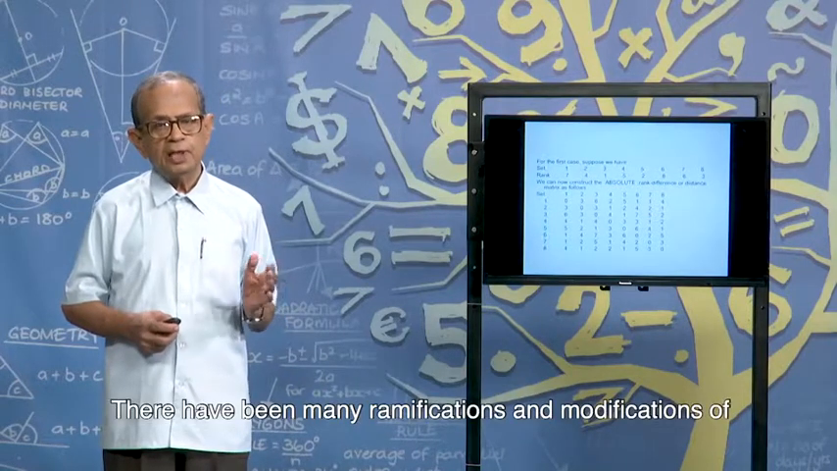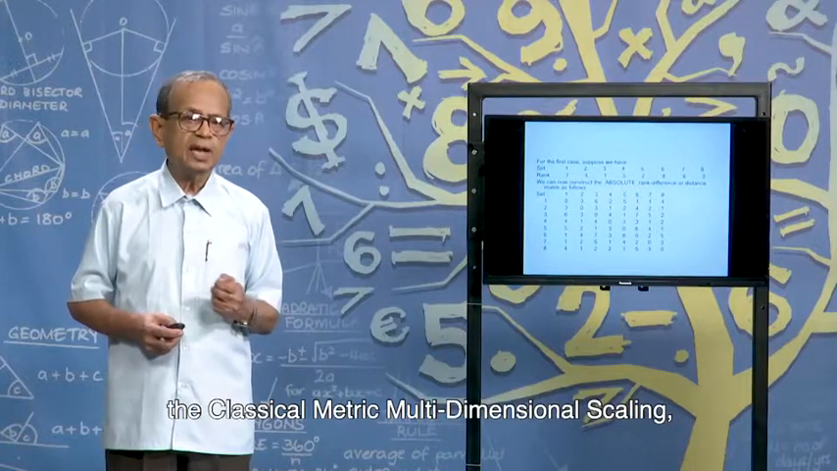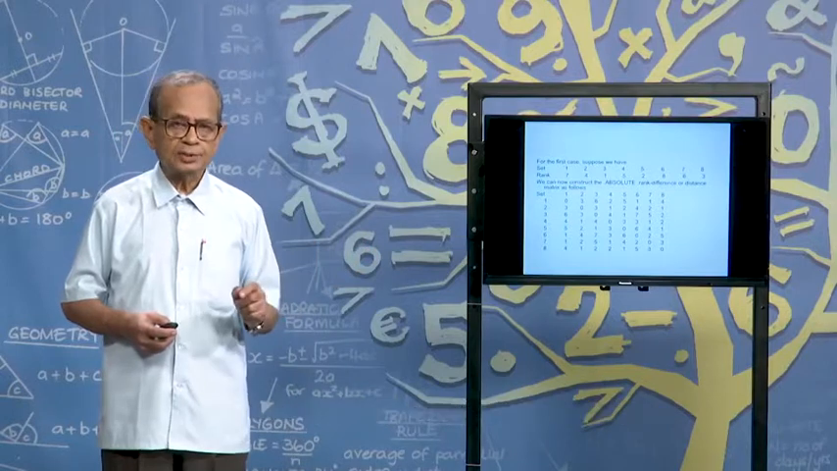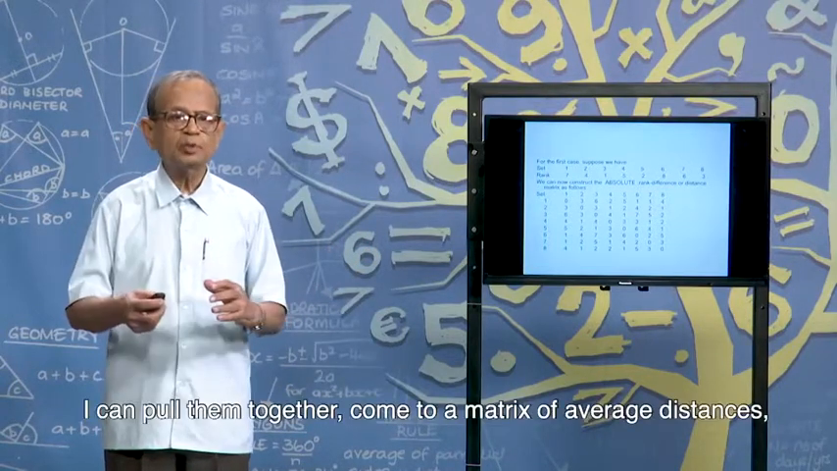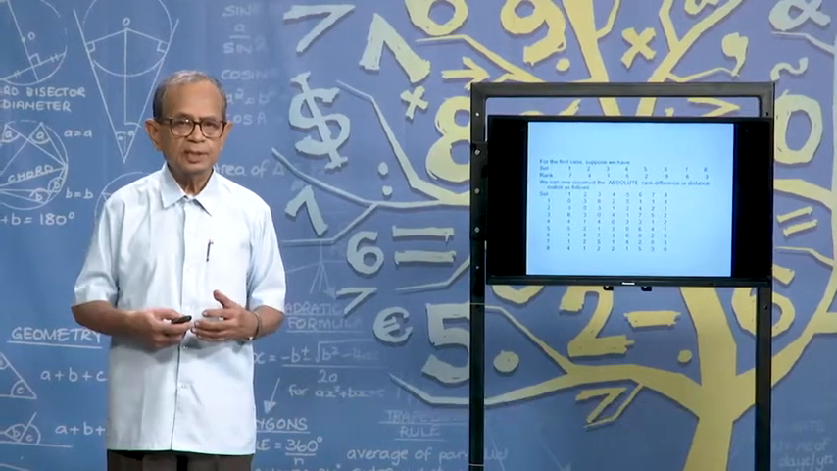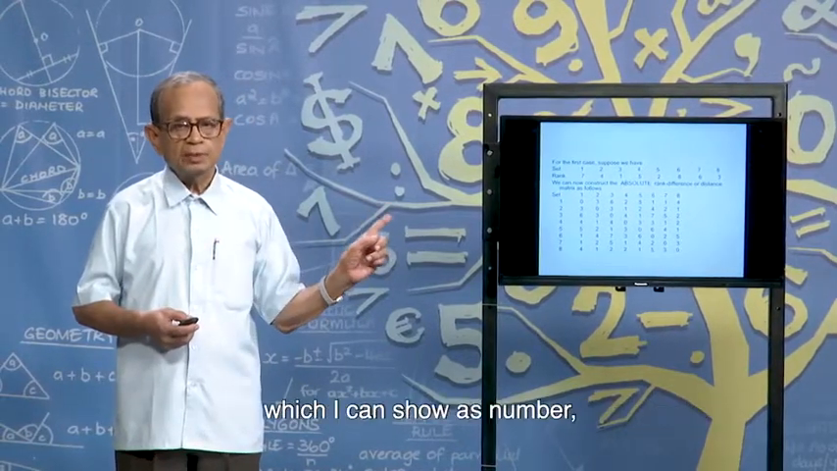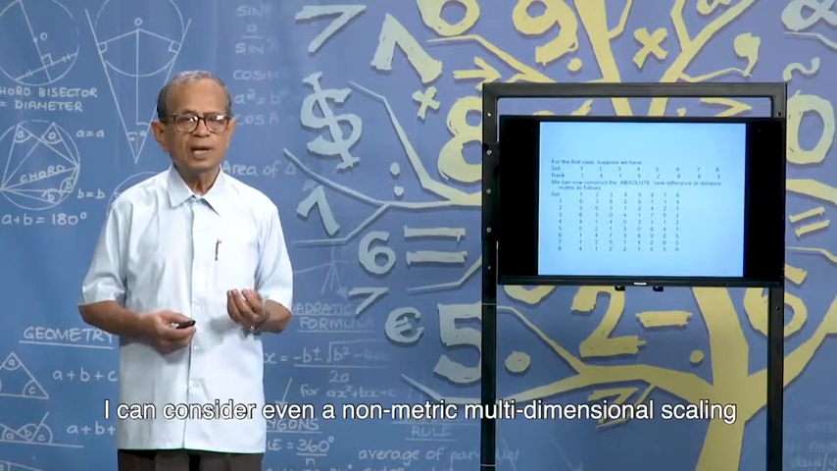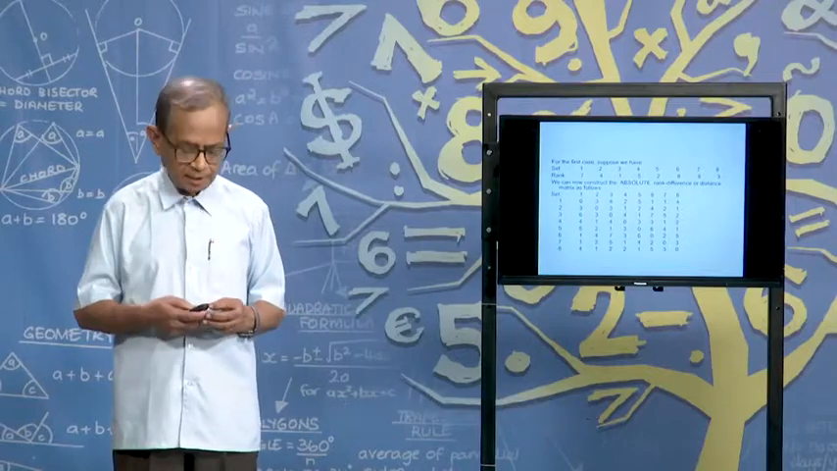There have been many ramifications and modifications of the classical metric multidimensional scaling. We can definitely have several judges, each judge giving me a distance matrix. I can pool them together and come to a matrix of average distances. I can consider something that is not a measure which I can show as a number. I can consider even a non-metric multidimensional scaling as a data visualization technique.